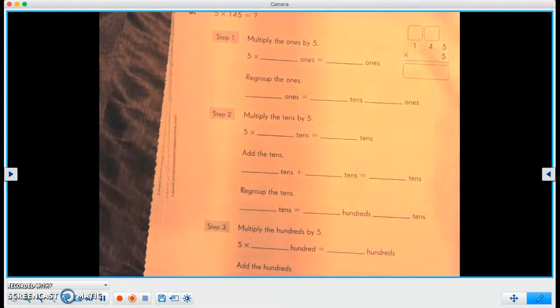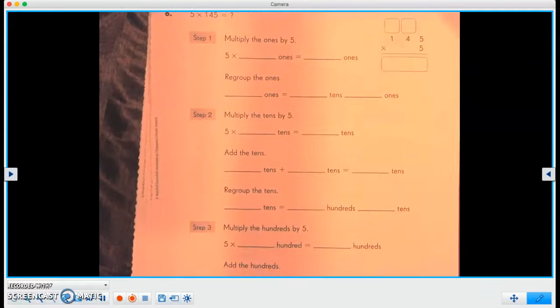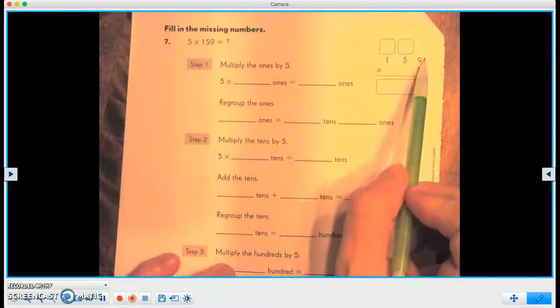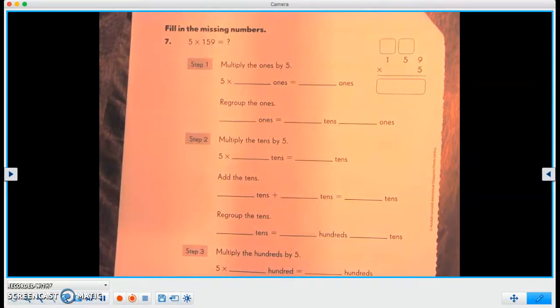Now let's just take a real quick look here at number 6. It looks like you'll be regrouping twice here, right? Because you're going to have to regroup from the ones and regroup from the tens. So you have to regroup the ones and the tens on that. And looking at number 7, it looks like it's going to be the same thing, where we're going to have to regroup again in both the ones column and the tens column.